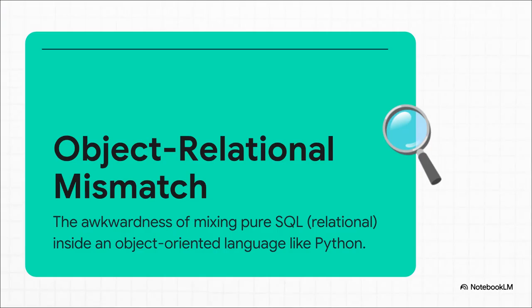SQLAlchemy is designed to solve a classic problem that has a really fancy name: the object relational impedance mismatch. All that means is that it can feel really clunky and awkward to just shove raw SQL queries, which are just strings, inside your nice, clean, object-oriented Python code. It's like two different languages trying to talk to each other. SQLAlchemy is the translator.